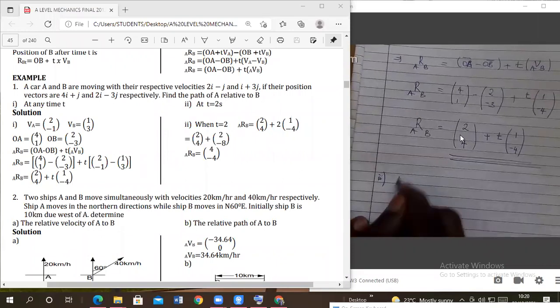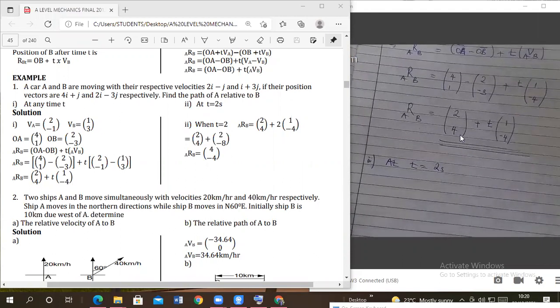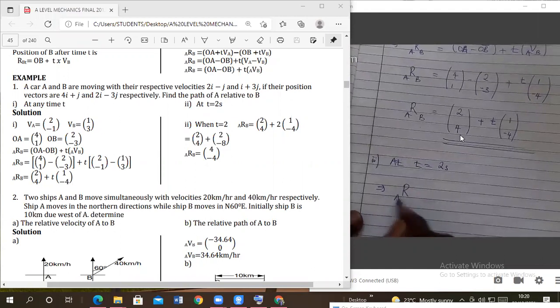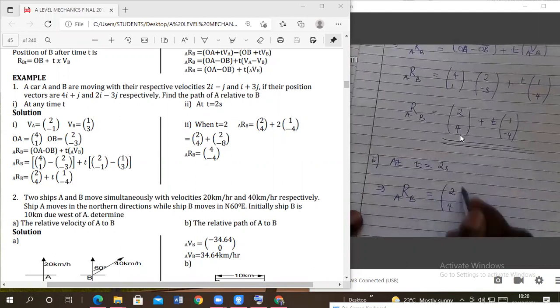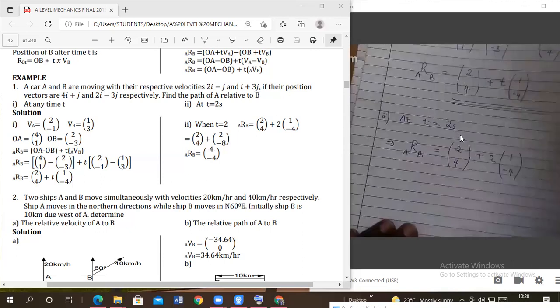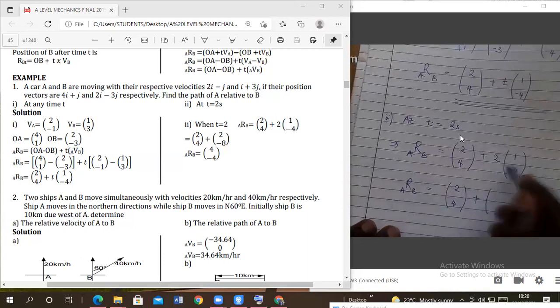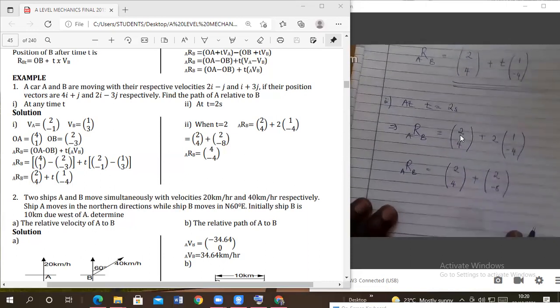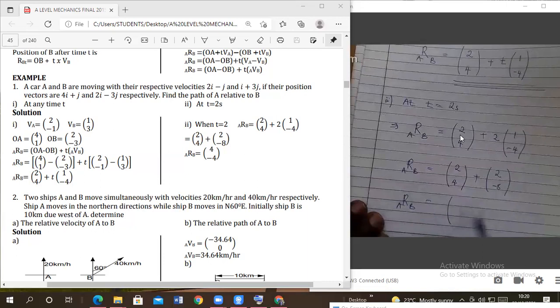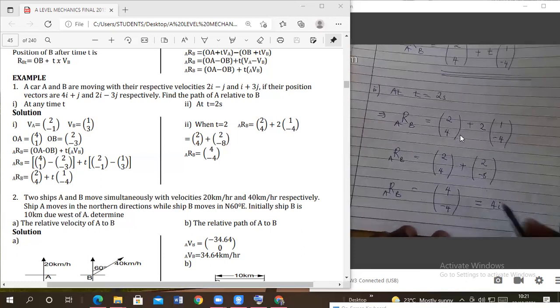Roman 2. They want us to find now when time T was given to be 2 seconds. So just substitute it here. It implies now RAB will be equal to (2, 4) plus, now the time which is 2, into (1, -4). So we'll have RAB equals (2, 4) plus, take this one inside, this will give us 2, that one will give us negative 8. When you simplify that, we shall have 2 plus 2, which is 4, then 4 minus 8, which is negative 4. So that's the relative path, which in vector form is the same as 4i minus 4j.